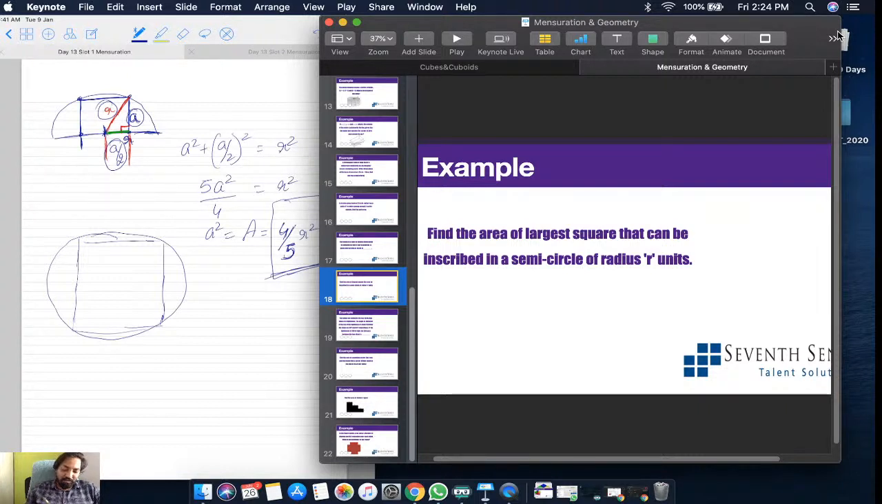Do you know the area of a square in terms of diagonal? Let's say the circle has radius r. Can you tell me what's the area of a square in terms of diagonal?